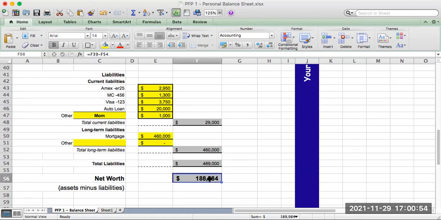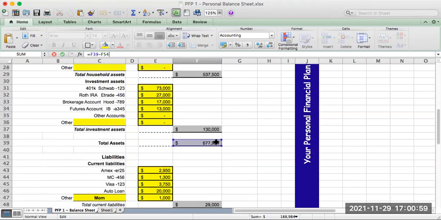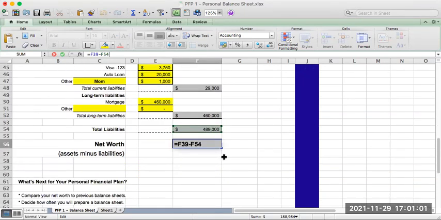Then what happens is we have our net worth, and it's simple. All of your assets, all of the things that are worth money, 677,000, minus all of the money we owe. So think of it: if I turned everything I owned into cash, I sold my house, I sold my cars, I sold my iPhone, I liquidated my brokerage accounts, I liquidated my retirement accounts, everything, and I paid off all my debts, what would be left over? Well, 188,984. And that is what we call net worth.